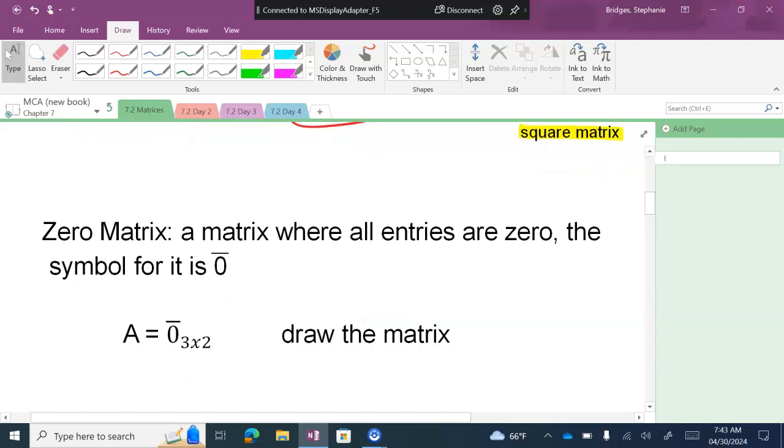Then you have what we call a zero matrix. And a zero matrix is a matrix where all of your entries, all of your elements are 0. And then you have that symbol for it. It's a 0 with like a bar over it. That means a zero matrix.